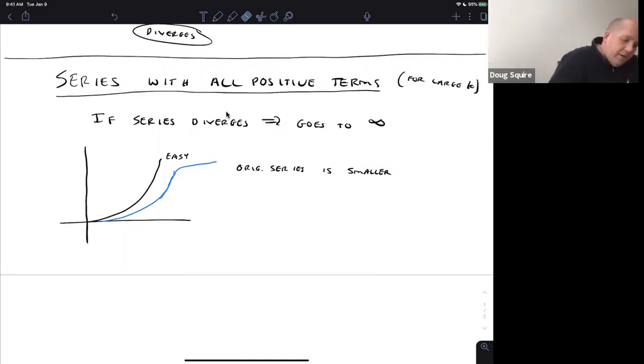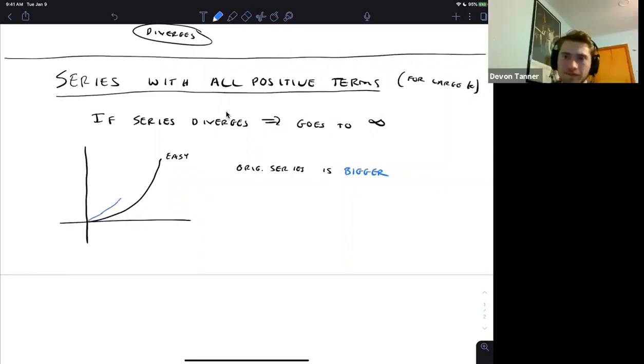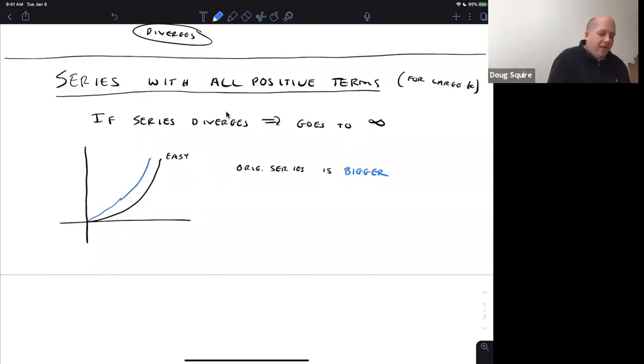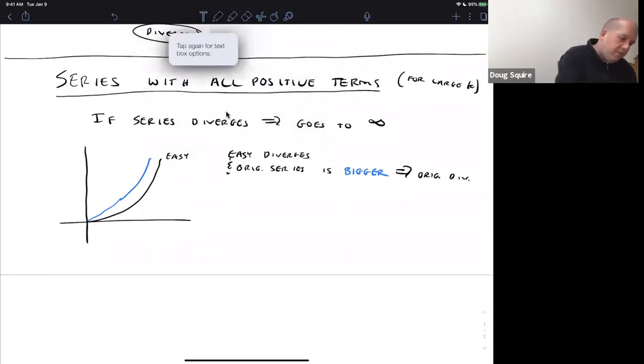What if instead I could prove to you that the original series is bigger than the easy series? So if I could prove that the original series is bigger than the easy one, then what would it have to do if it's always above this? Go to infinity. It has to go to infinity as well. So if the easy one diverges and the original is bigger, then the original diverges. Does that make sense from that picture? Everybody get the idea? Okay, now let's make another picture and we'll talk about it being in red.